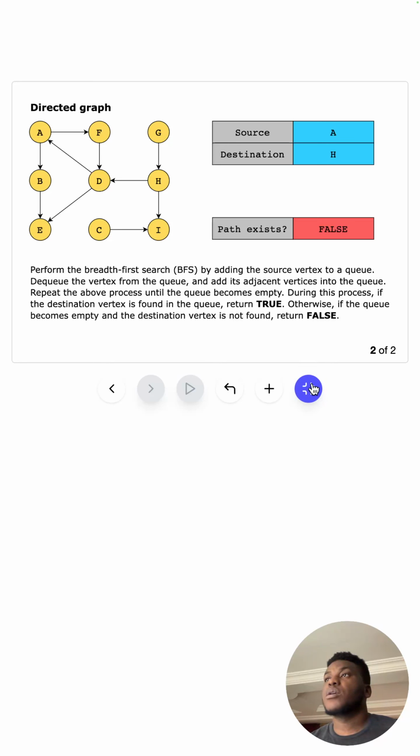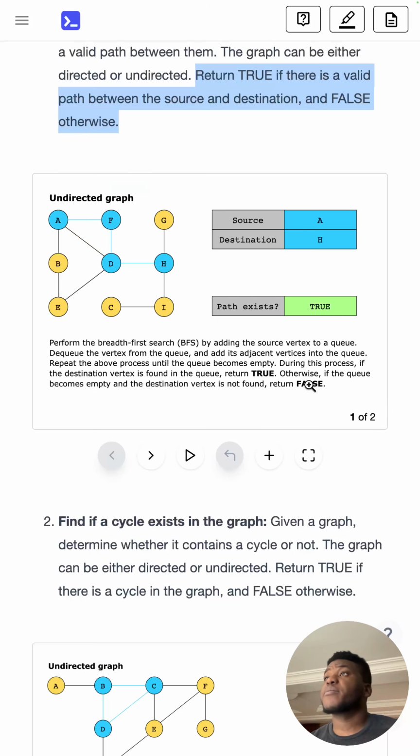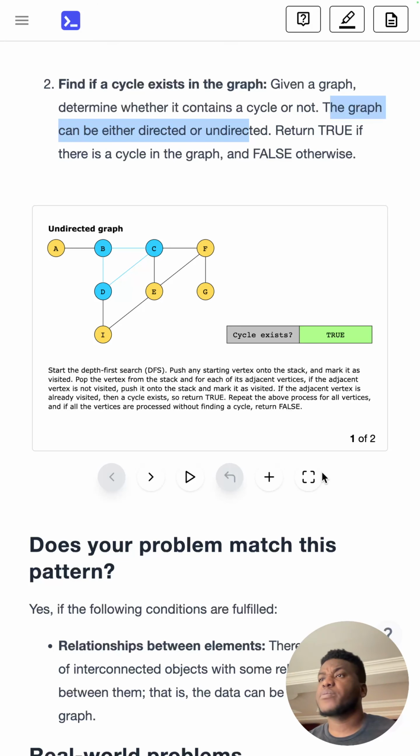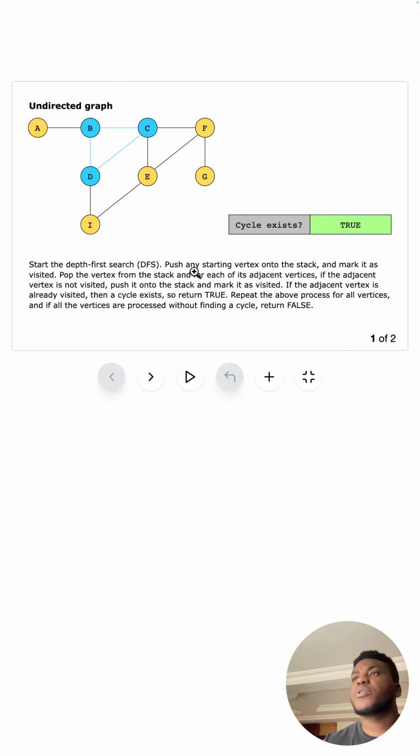Okay. And I think you could probably even use depth first, either one, to really find a path, if a path exists between either of them. Then if you want to find if a cycle exists in a graph, whether there's a cycle or not, it can be. Okay, so how do you check if there's a cycle? You can use depth first search.